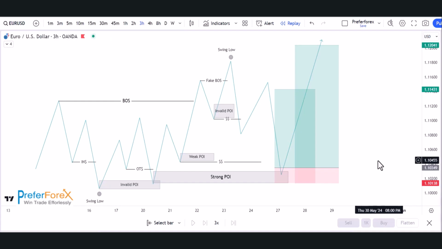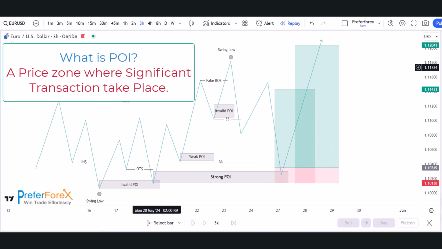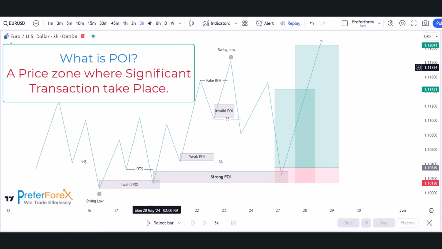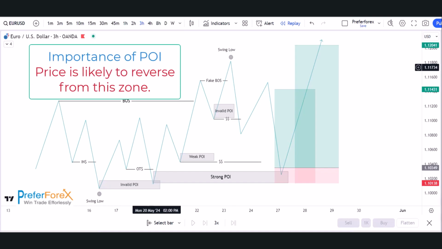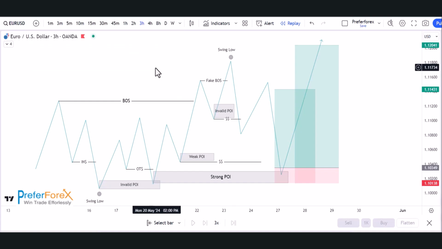Before discussing the main topic, let me explain the concept of point of interest in case you are unfamiliar with the term. Okay, POI is a price zone where the market is likely to experience a significant change in direction. This zone has the potential to attract the price to revisit it in the future. It can also be referred to as a supply or demand zone.